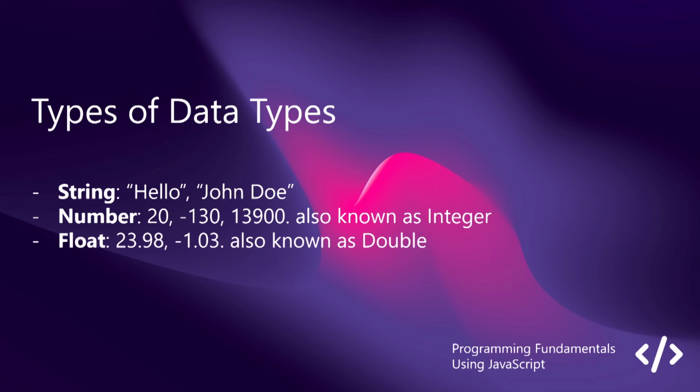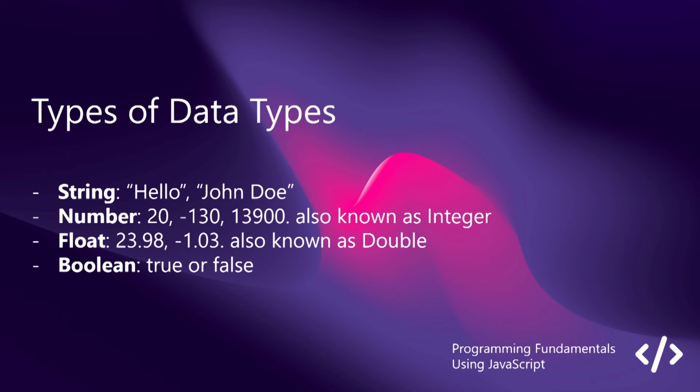Next, we have floats, and floats are just decimal numbers. 23.98, minus 1.03, 40,000.67. Anything that has decimal points and gives you a decimal number is actually a float. And in some cases, we also know float as double. They can be used interchangeably sometimes. Sometimes the difference is just memory space, but they both refer to decimal numbers.